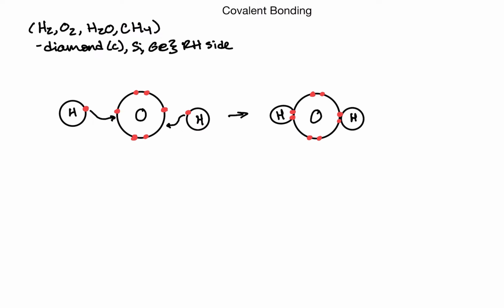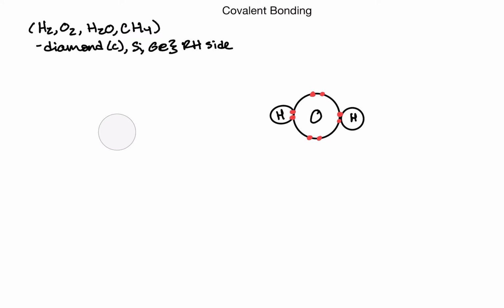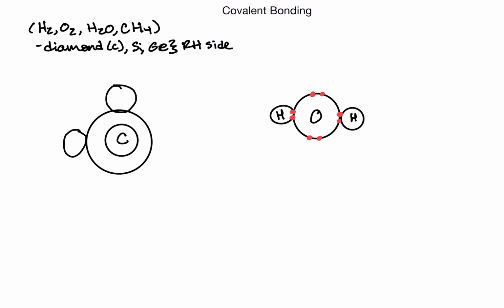We can look at that again with CH4. So I'm going to go ahead and erase this so we can see it a little bit better. CH4, if we have our carbon, right, we'll just go ahead and draw all the shells of carbon just so we can see. And then our hydrogens on the side.